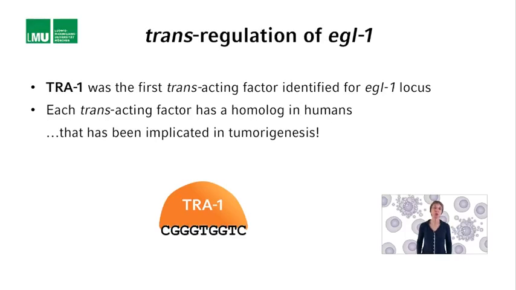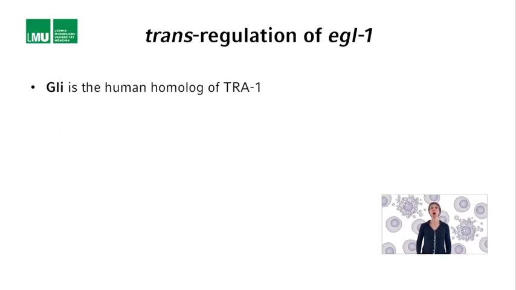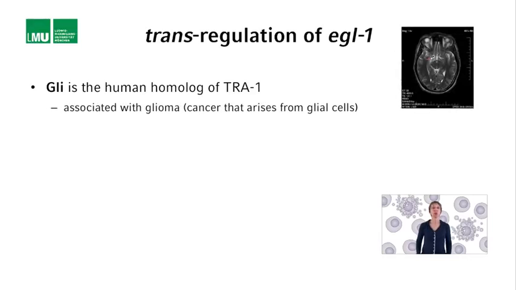implicated in tumorigenesis. For example, GLI, the human homologue of C. elegans TRA1, was originally found associated with glioma, which is a type of cancer that arises from glial cells. And glial cells are non-neuronal cells that provide support for neurons in the brain. And that's where GLI got its name from: glioma.